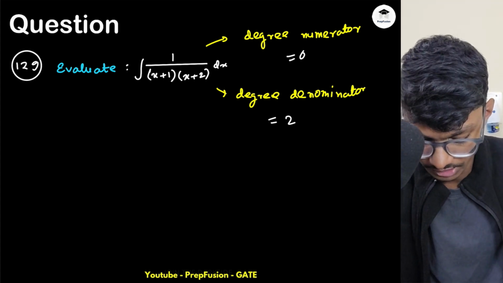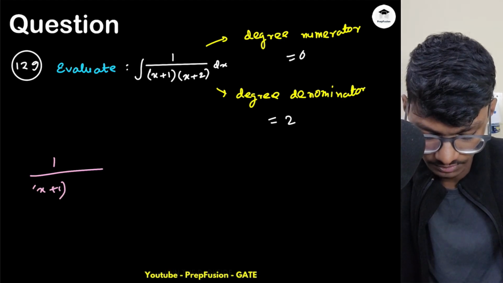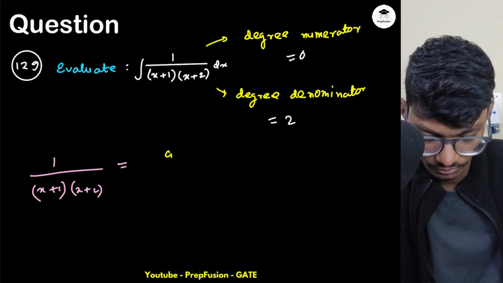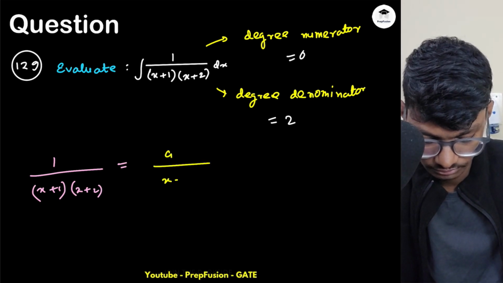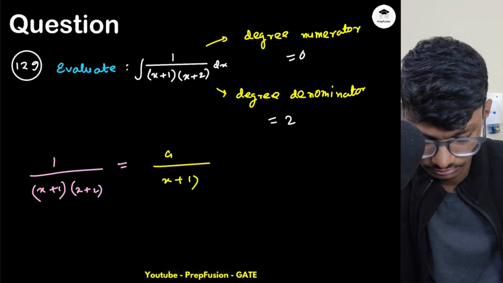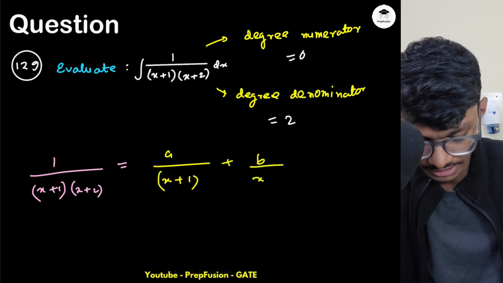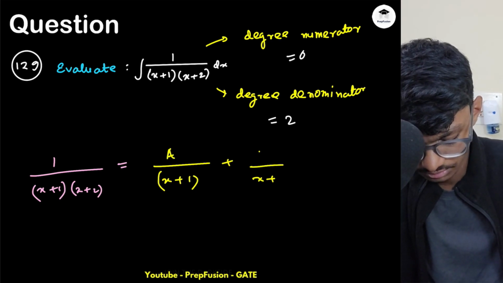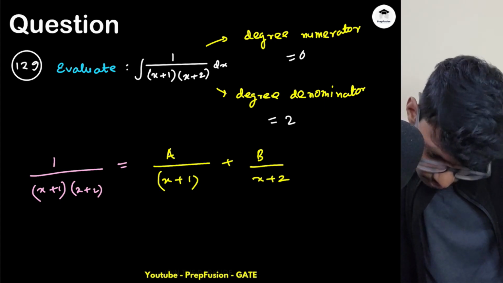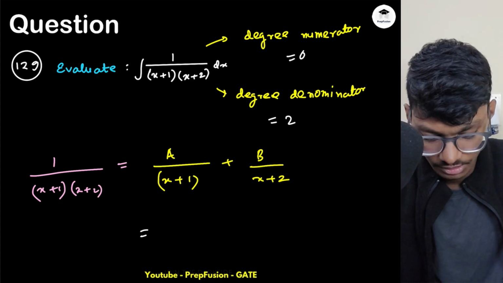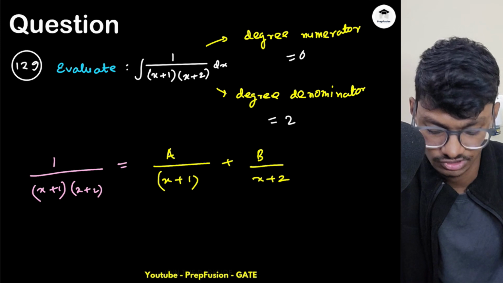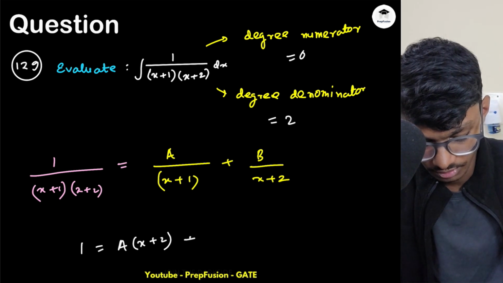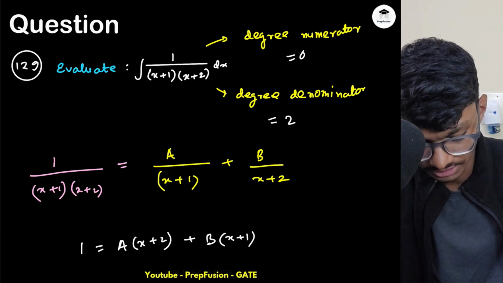So I can write 1 by x plus 1 into x plus 2 equals A by x plus 1 plus B by x plus 2. I should write A and B as capital. Now I can multiply x plus 1 into x plus 2 on both sides. This will be A into x plus 2 plus B into x plus 1.